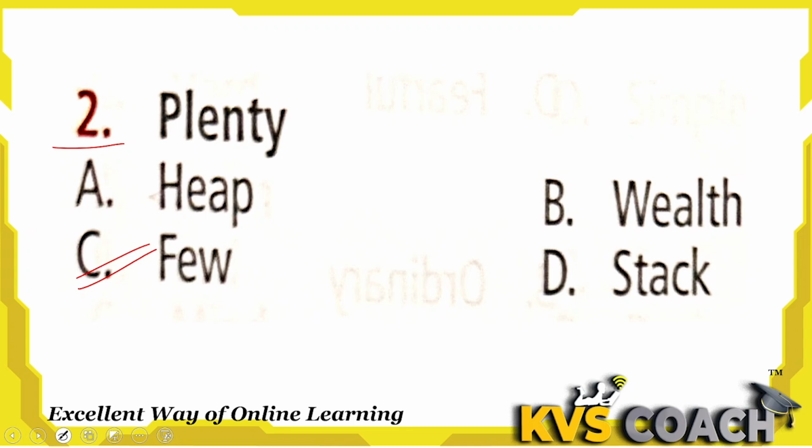If I'm talking about wealth, what is wealth? It is referred to as a large amount of money. That is called wealth. Okay. And if I'm talking about few, then few is the antonym of plenty, or the opposite word of plenty. That means small. Okay. Small number. That is few.